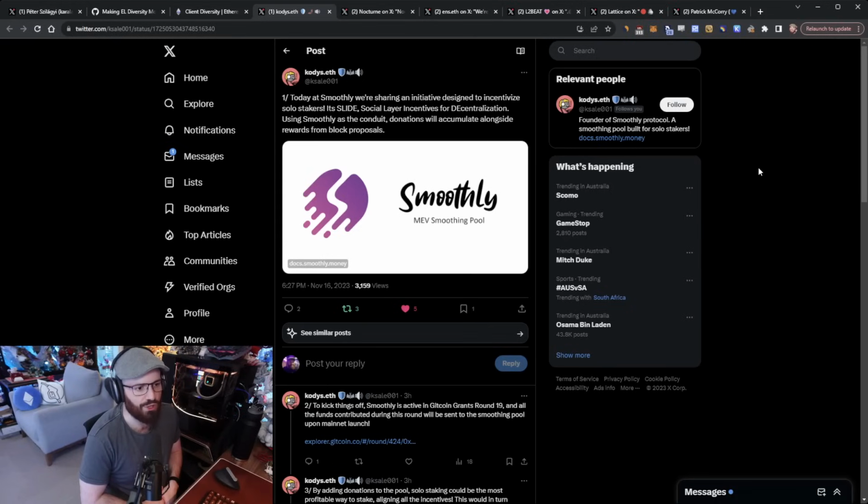And I think this is just another really cool thing that they've added onto the whole Smoothly system here, because it just increases the incentives for solo stakers, right? It increases the incentives for people to be solo stakers.